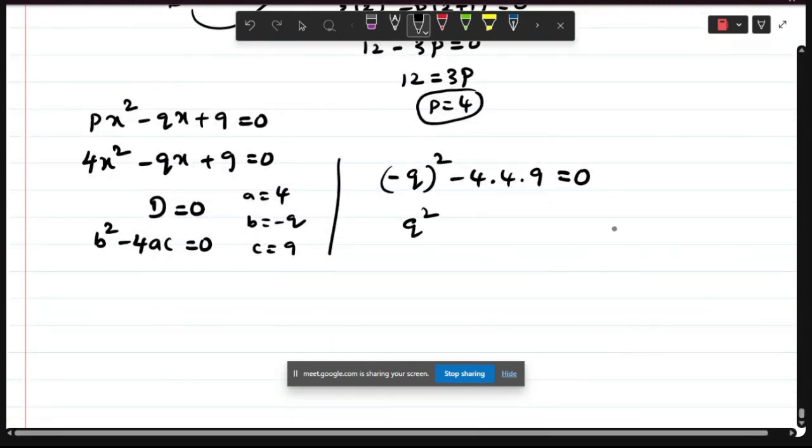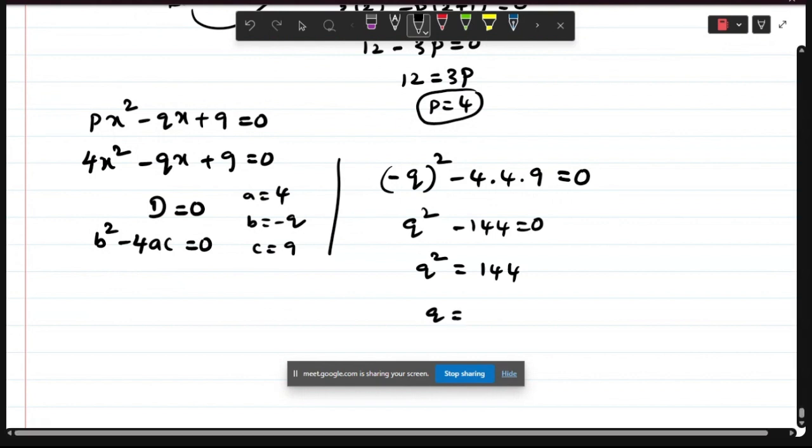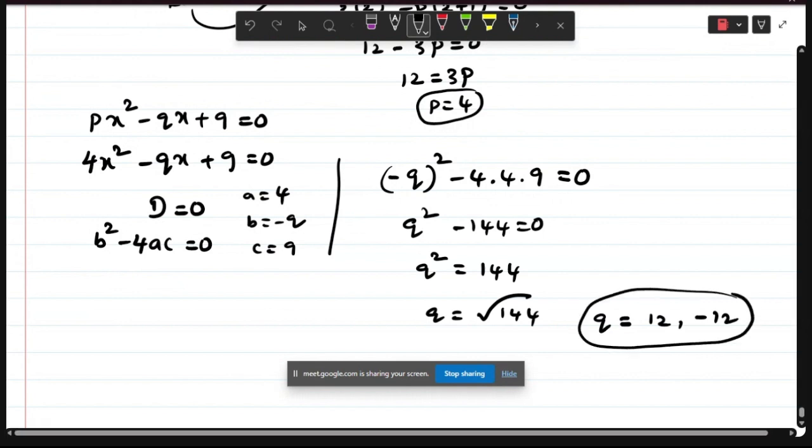So q square minus 4 fours are 16, 16 nines are 144. q square minus 144 is equal to 0. q square is equal to 144. q is equal to root 144. What is the q value now? Tell me. Plus 1 minus 12. Very good. 12 comma minus 12. What is the p value? p value is 4, already there.